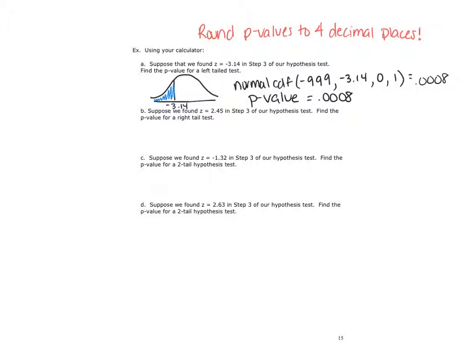Suppose we found our test statistic to be 2.45, and it's a right-tailed test. So again, I'm going to sketch my picture. My test statistic is positive 2.45, and it's a right-tailed test, so my p-value is the area in the right. Using normal CDF, now going from left to right, our lower bound is at 2.45, and our upper bound is going to be some really positive number. Just like we use negative 999 for an extreme lower bound, we can use positive 999 for an extreme upper bound.